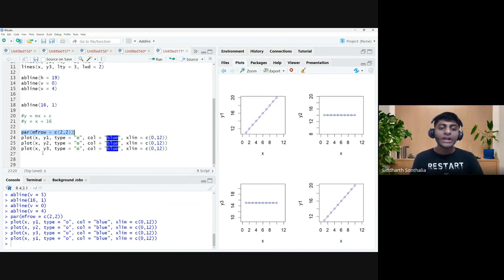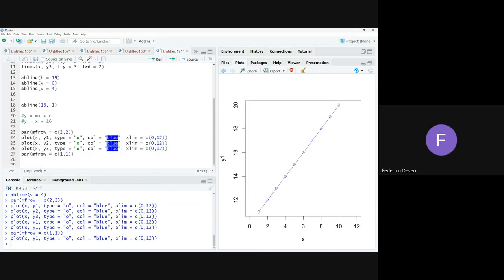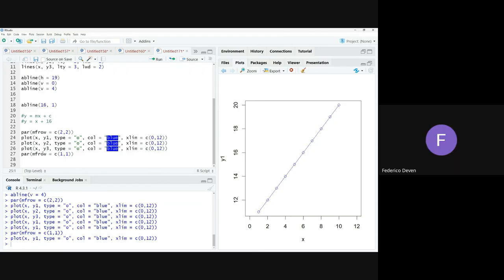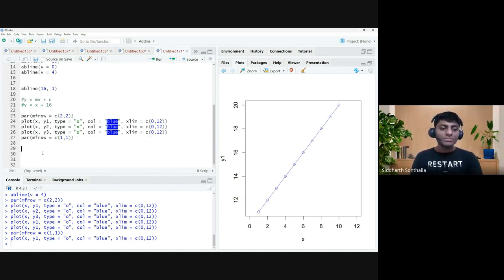Now the problem is, if I want something to occupy the entire window, it won't be possible. So a good practice is, after you have done it, reset the graphics to 1 comma 1. Now when you plot it out, it will occupy the entire window. Does that make sense now? So that was par mfrow, which would be really helpful at times when you want to plot something side by side to analyze it.